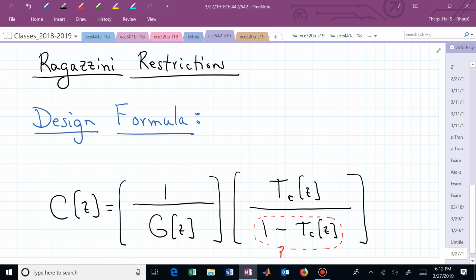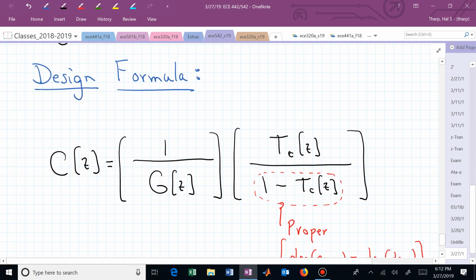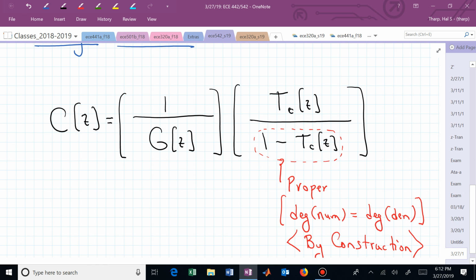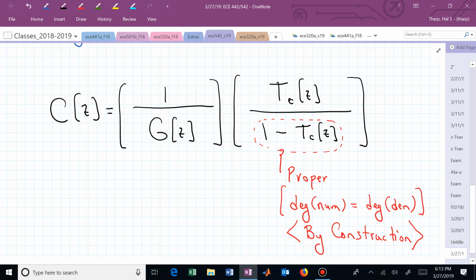Ragazzini restrictions. Here's our design formula. And in a minute, we're going to actually derive that. We haven't derived it yet, have we? Where that came from. I think I just gave it to you. We'll derive that, although you've probably already derived it. But I want to now identify some of the restrictions or how they can be connected to this design formula for the controller C of Z.